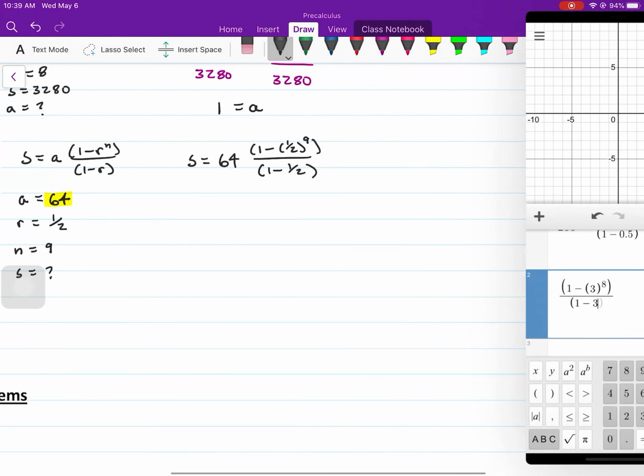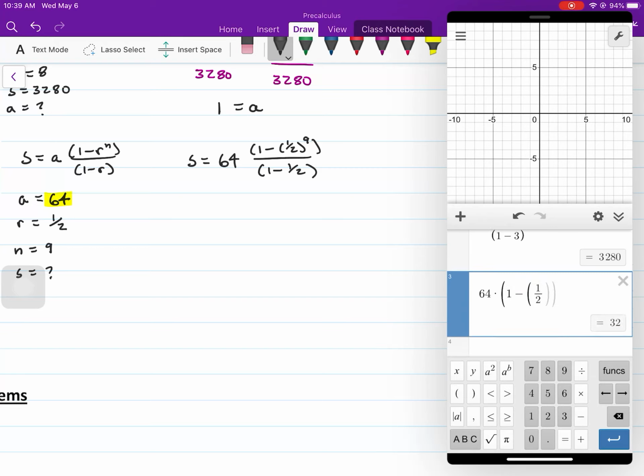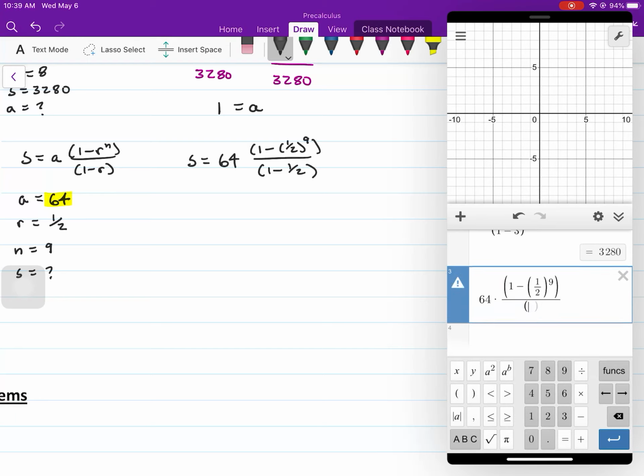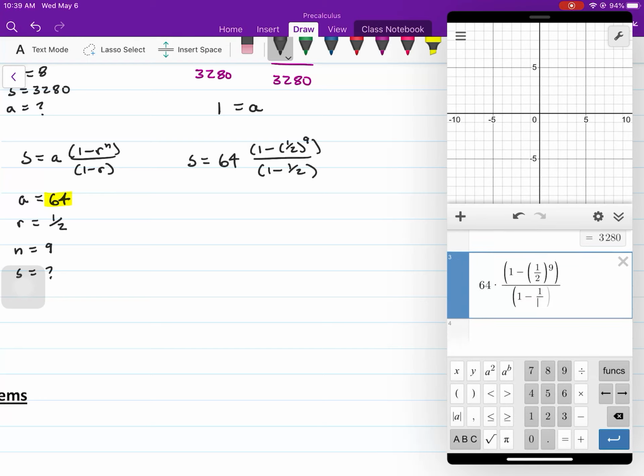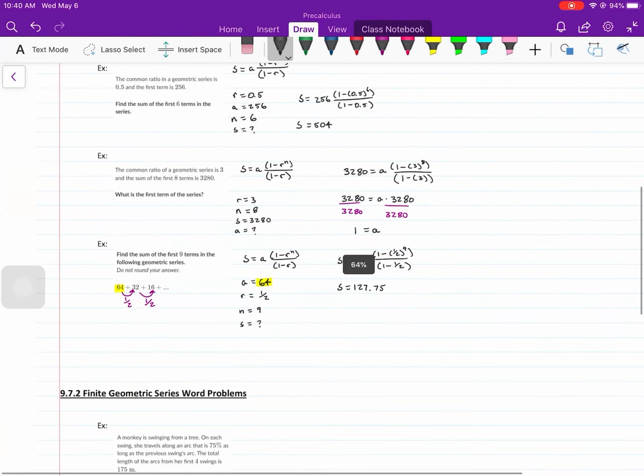And so go right into Desmos with this. We'll have 64 times 1 minus 1/2 to the 9th divided by 1 minus 1/2. And I got 127.75. So s equals 127.75. And that's how you do those problems.